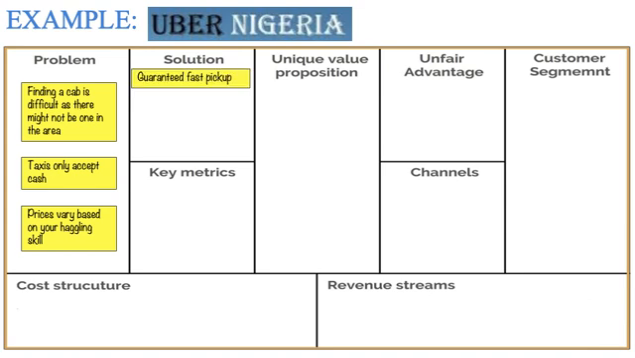And these solutions should be tied to your problems. So guaranteed fast pickup, accept cards directly in the app, and predictable pricing. So your solution is not going to be a website or an app or whatever. It's actually tied to what the problem is. And then you can now start using this to figure out what is the best way to use technology to give these solutions to people.